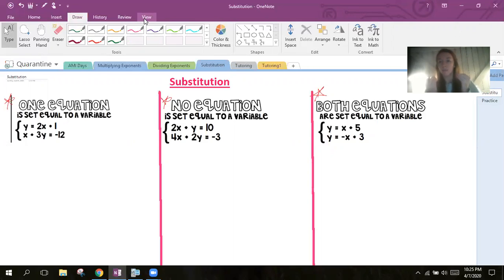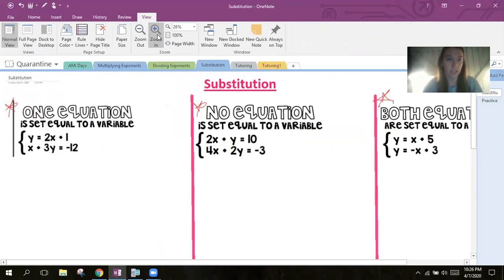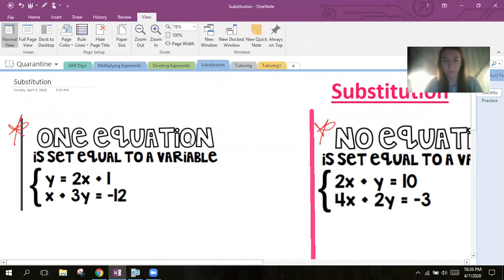Remember that before we get started, you need to copy all of your notes and all of your practice problems on a sheet of paper. Take them on whatever you have, because you have to send both of those to me for credit for the week. Okay, so let's go ahead and get started on one equation.